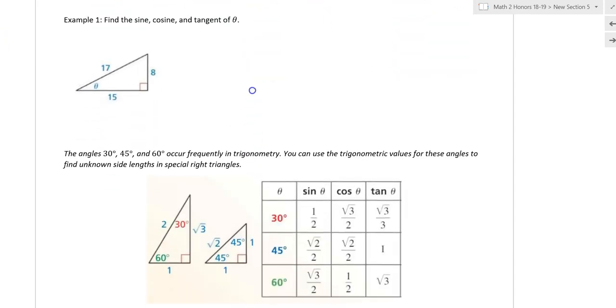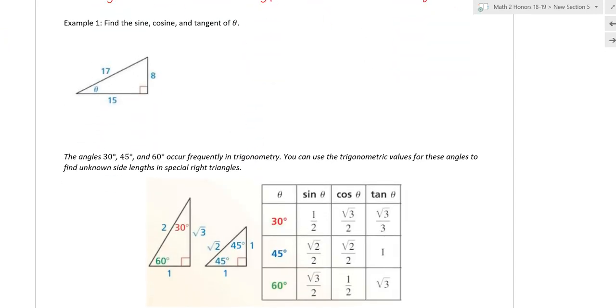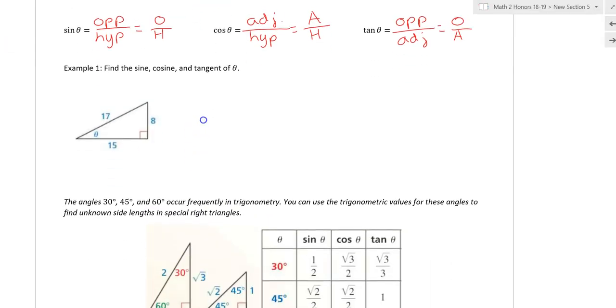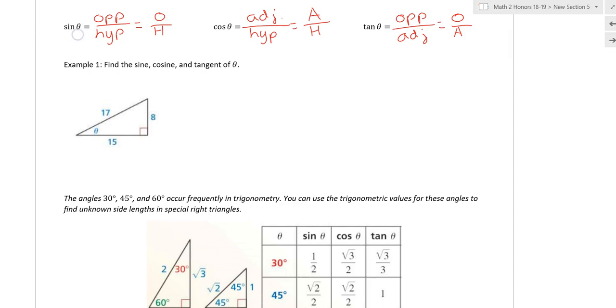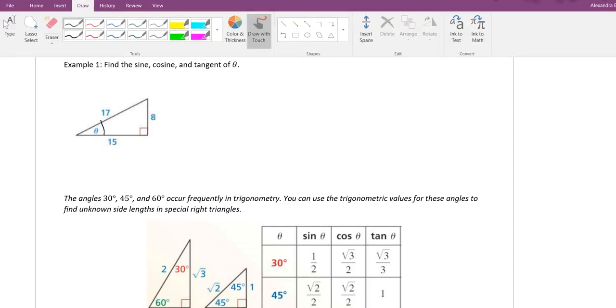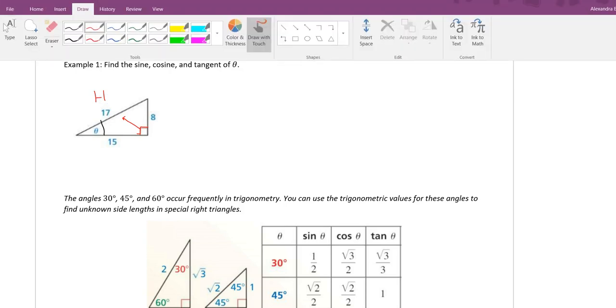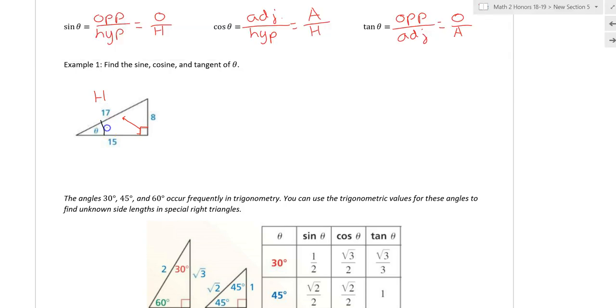Alright, so if we look at an example, we want to find the sine, cosine, and tangent of theta. So here's our angle, right? But we really start with our right angle here. Across from that is our hypotenuse. Across from this given angle is the opposite side. And next to that given angle is the adjacent side.